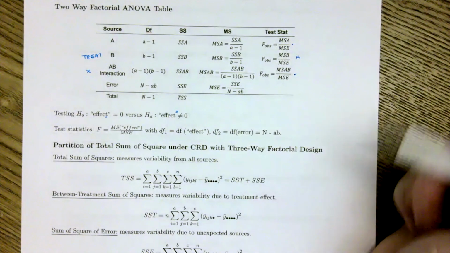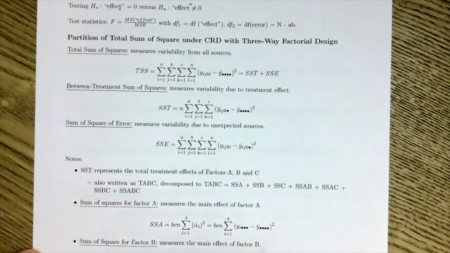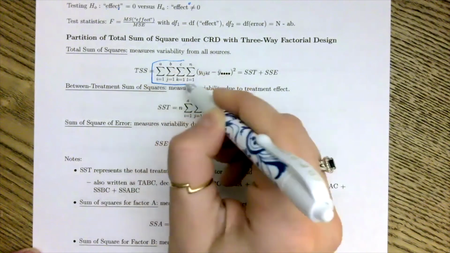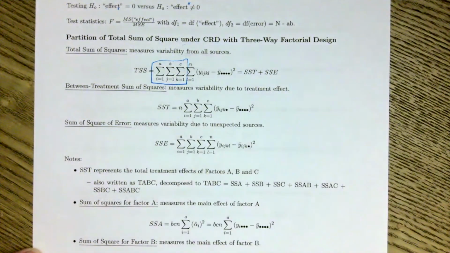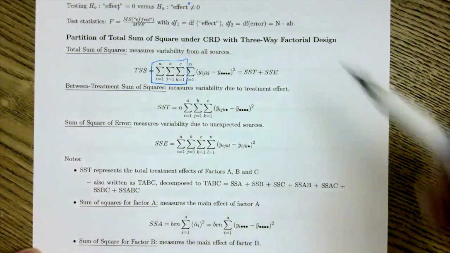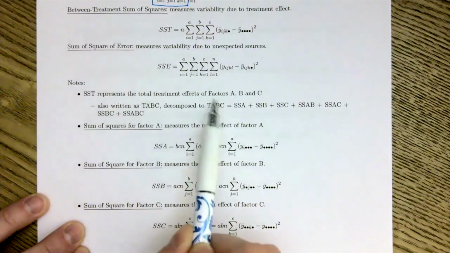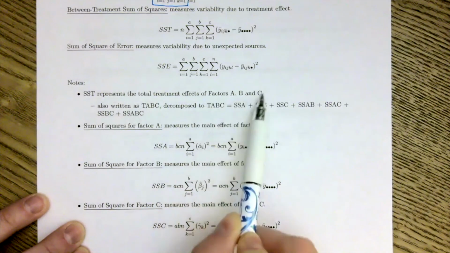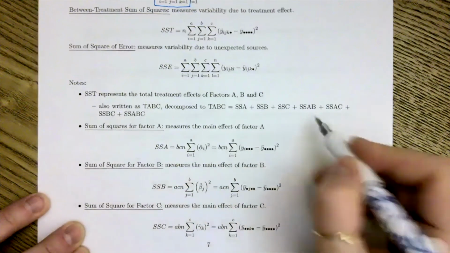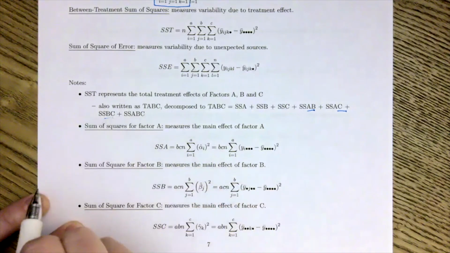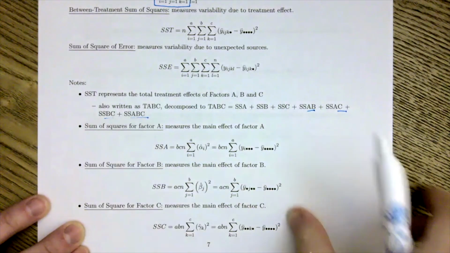Okay, now if we move to a three-way factorial design under a CRD, our total sums of squares, again, we're just extending this part because we have more factors rather than just summing over treatments. Your sums of squares are here. Your sums of squares treatment can be decomposed into the effects of factor A, B, C, as well as the interaction of AB, the interaction of AC, interaction of BC, and the interaction of all three. Here are your sums of squares if you want to look at them.